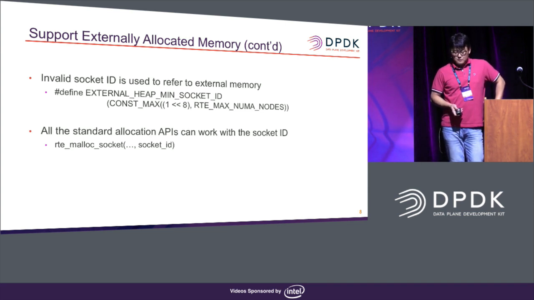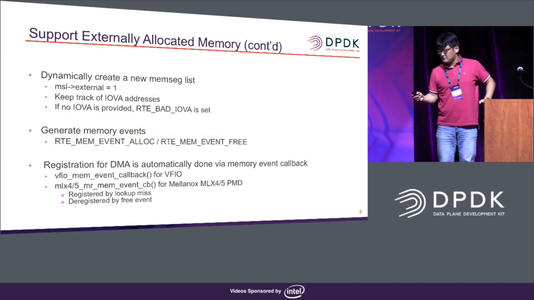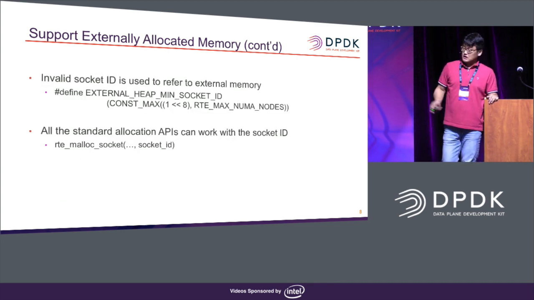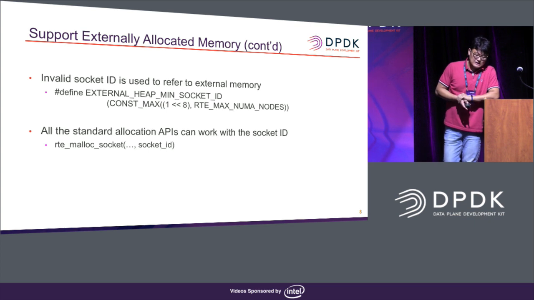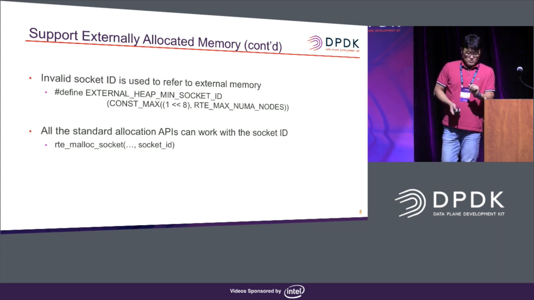That enabled people to use the existing APIs to allocate memory. We have all the standard memory allocation APIs, and those have the socket ID as an argument. Then you can use that invalid socket ID to ask the API to get the memory from that externally allocated memory.